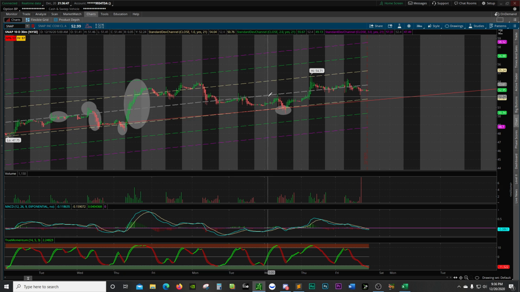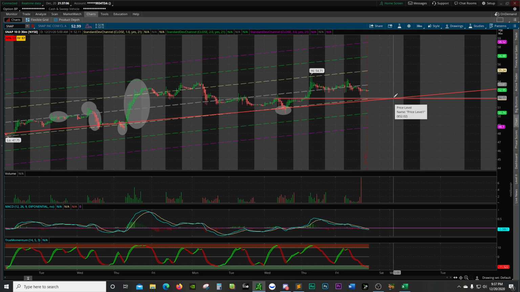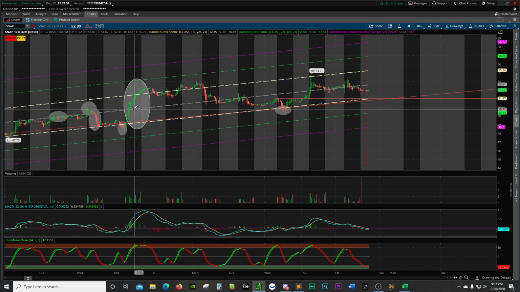So one other thing I want to say about Snap is, we got this. You had this rip above resistance, right? This is going to be the resistance point that it ripped above. I think that when it touches this resistance level and the trend line, it's going to bounce again. You see, I already got this trend line drawn.